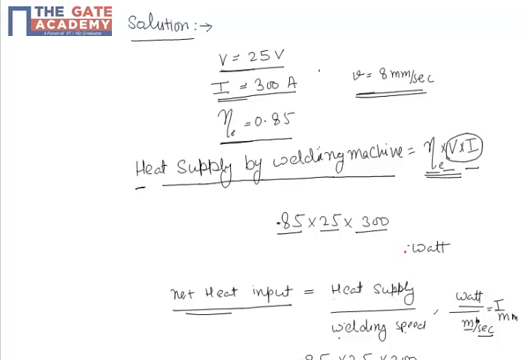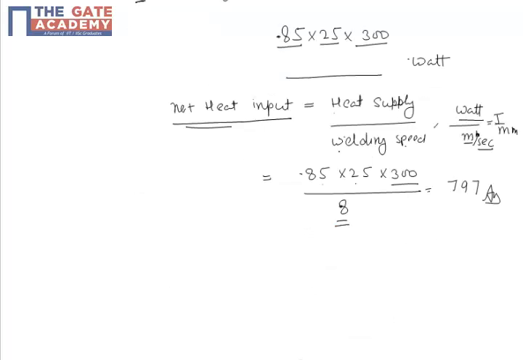So heat supply we have already calculated: 0.85 multiplied by 25 and multiplied by 300. Welding speed, we know welding speed is equal to 8. Fine. So this will come to 797. So this is your answer.